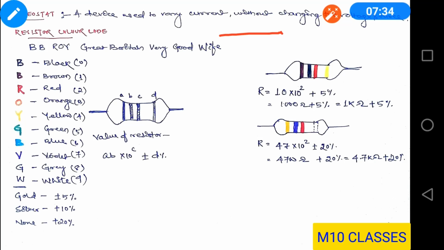Now consider the fan at your home. The supply to your home is constant, let's say 220 volt. Whenever you use the regulator, it may increase or decrease the speed of the fan, but the voltage always remains constant. Now, what is the significance of this regulator? A regulator is used to vary the resistance.